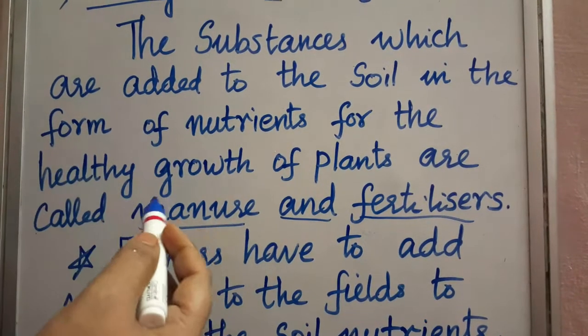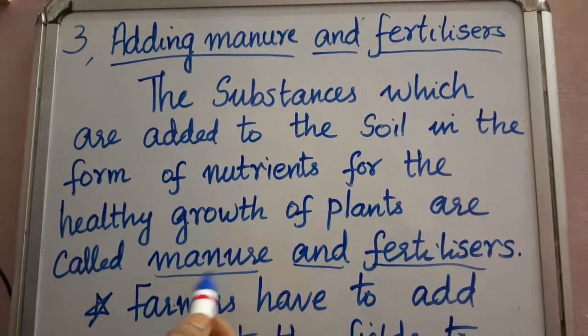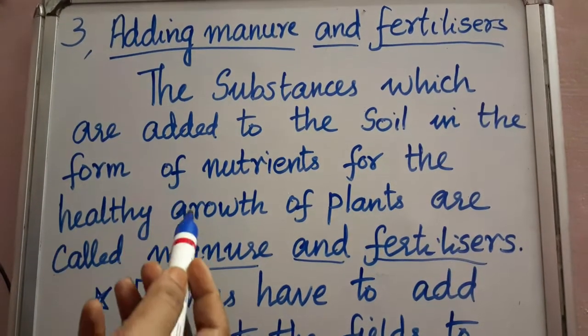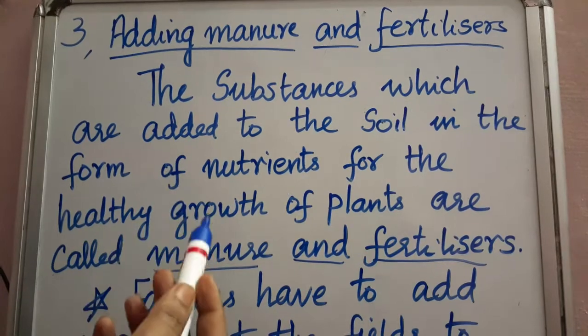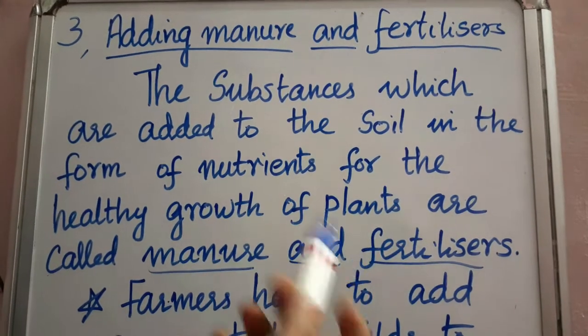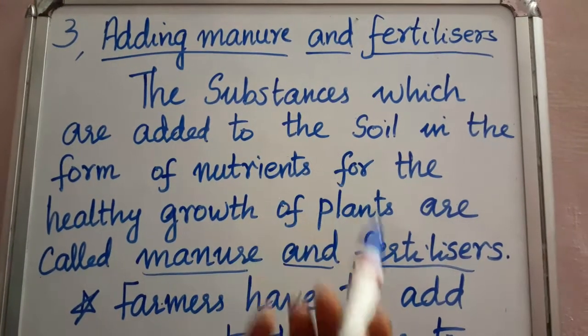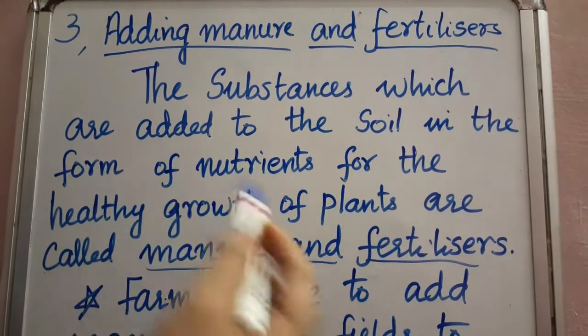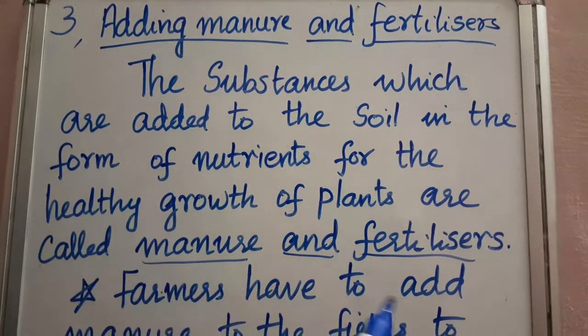So what is manure and what is fertilizer? Manure is organic substance like dry leaves and cow dung, all that is known as manure. And fertilizers are chemical substances which we are making in the factories. We will see the difference between manure and fertilizers next.